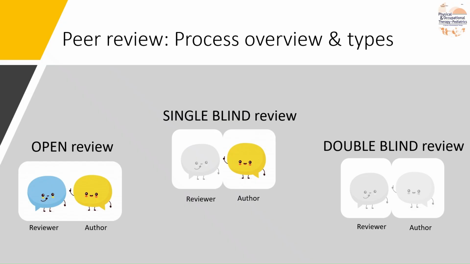However, in a double-blind review model, neither the authors nor the reviewers know each other's identity. This model seeks to minimize bias, especially in disciplines where institutional prestige or reputation may influence outcome. Each model has its advantages and limitations, and as reviewers, we should know the different review types. At Physical and Occupational Therapy in Pediatrics, we employ the double-blind review process.